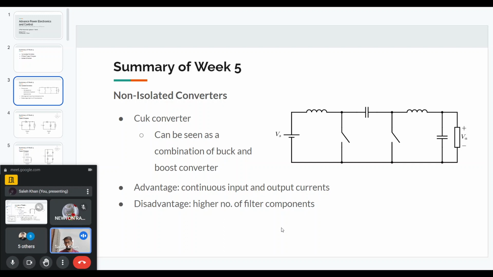It depends on the application. If your application is very sensitive and you want continuous input and output currents, you can use a Cuk converter. But if the converter size is a constraint, if you want to minimize the converter size and fit it in a small package, then you can prefer the normal buck-boost converter.